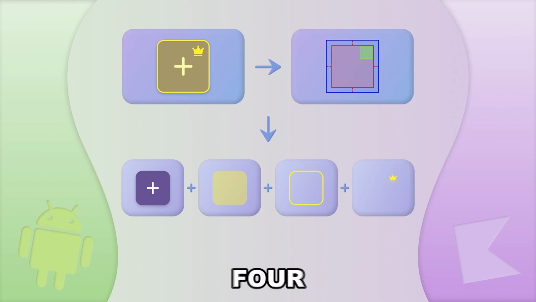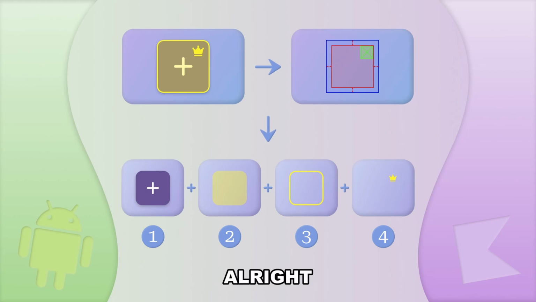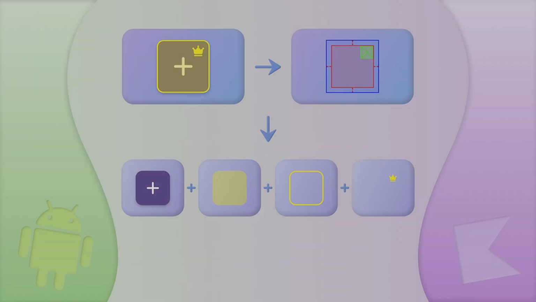And below you can see 4 components and how they are composed into the effect. So first we draw a view, then we draw a screen effect, then on top of that we draw a border, and finally we draw a mark. Alright, now let's jump into the code.